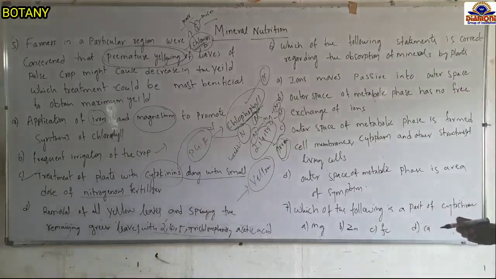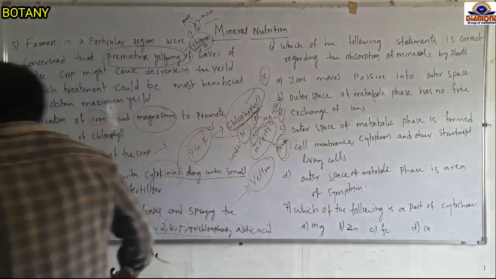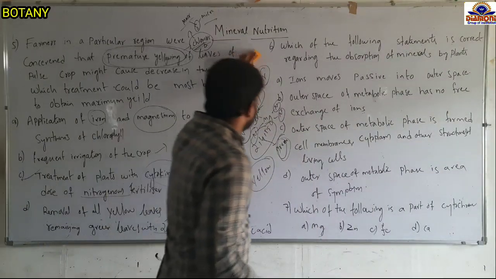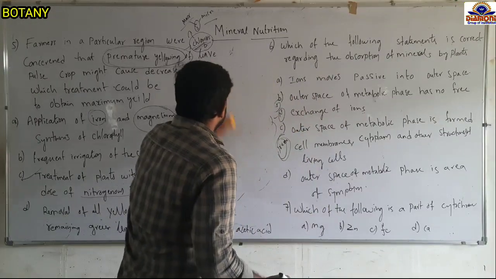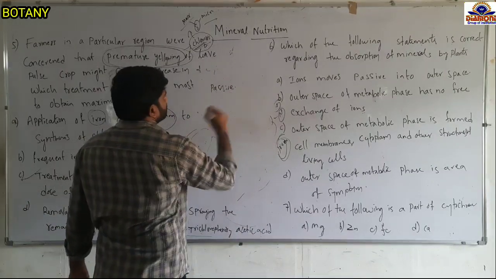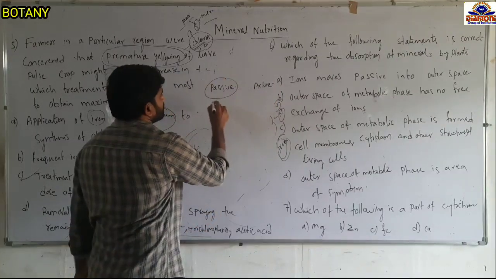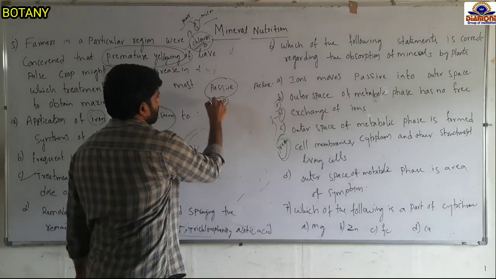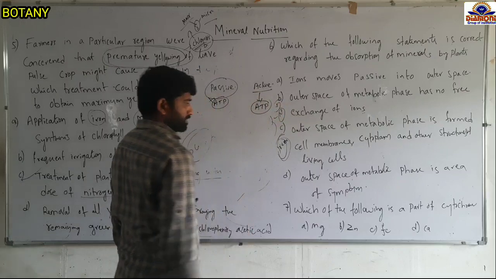And next question: which of the following statements is correct regarding the absorption of minerals by plants? Here, plants uptake the minerals from the soil. The absorption of minerals from the soil occurs in two ways: passive absorption and active absorption. Passive absorption means without involvement of ATP energy. Active absorption means involvement or utilization of ATP energy.